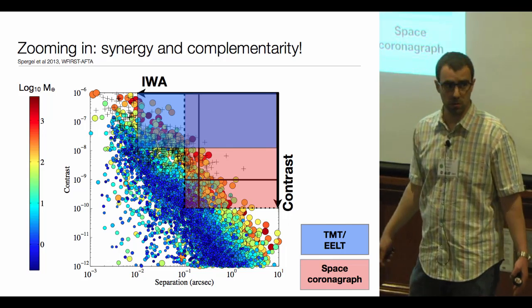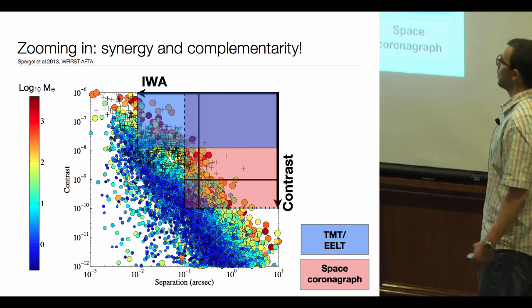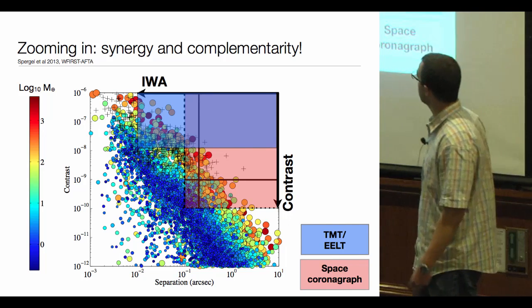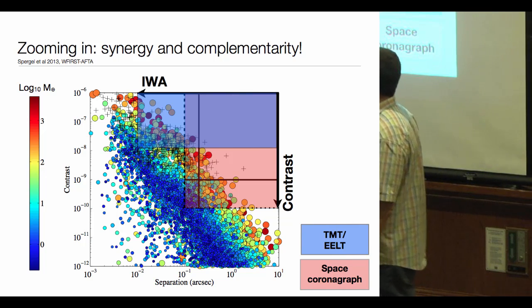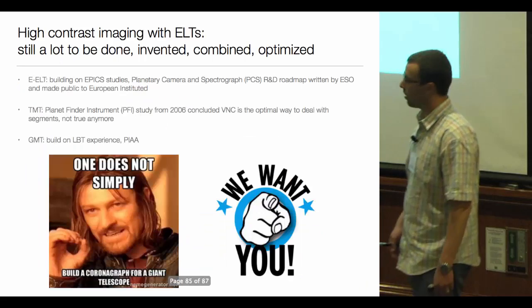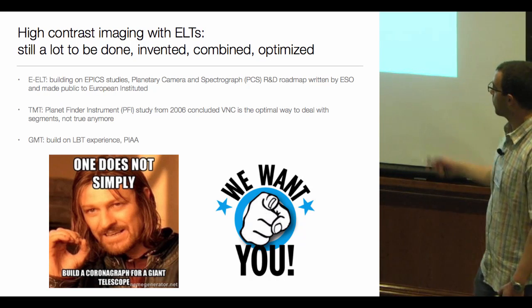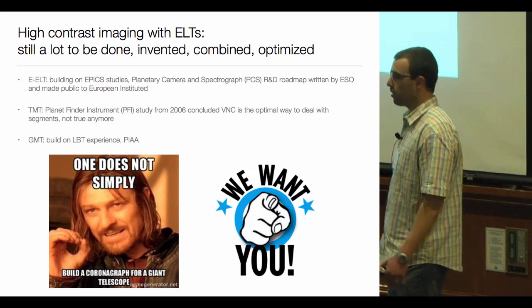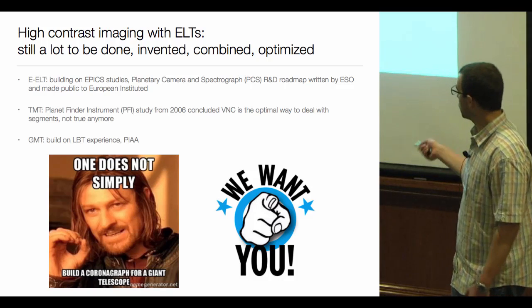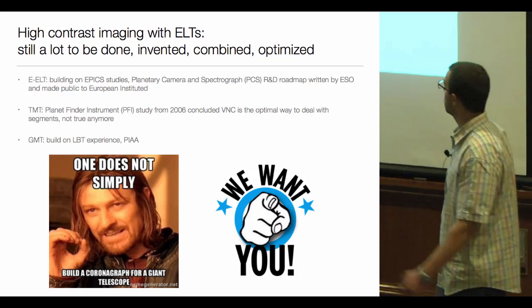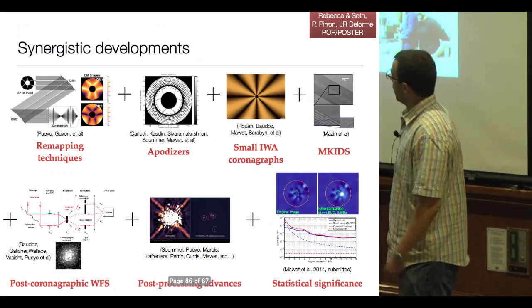It means that we don't have to argue anymore about what to build. We need both, of course, and there's going to be a lot of work for everybody, for all of you. Of course, one does not simply build a coronagraph for a giant telescope, and we want you to help us solve these issues. Thank you.